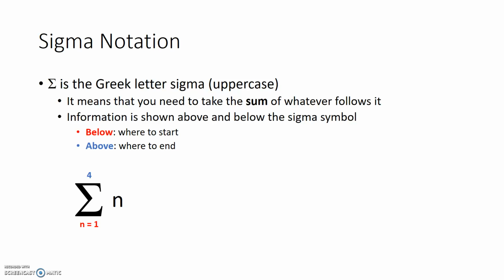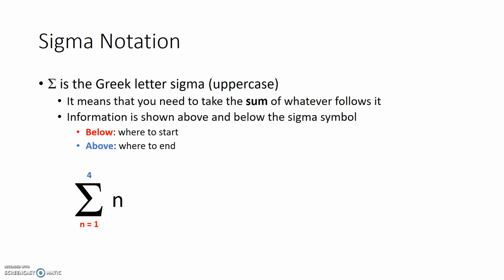And the number on top then, in this case I put 4, is the highest integer that you're going to go to. That's where you end. So in my example here, I have the sigma from n equals 1 up to 4 of just n. So maybe take a moment, pause the video, try this out on your own, see what you get as a result, and we'll compare.